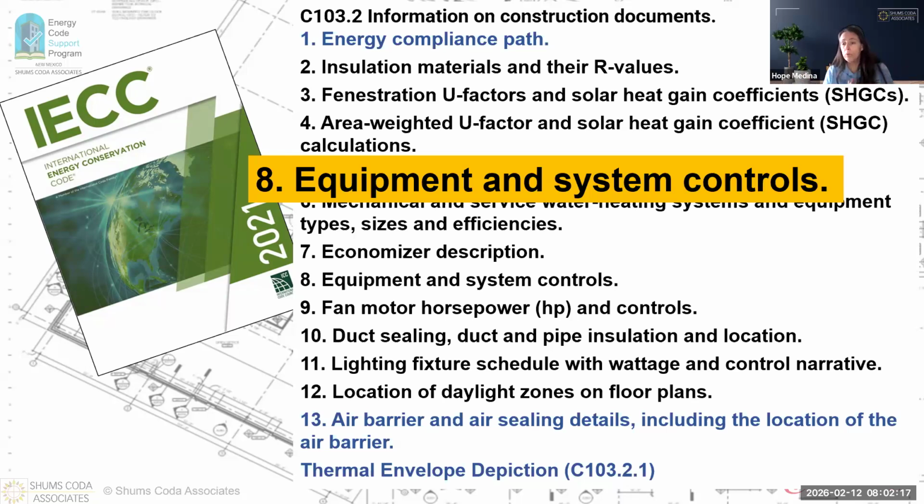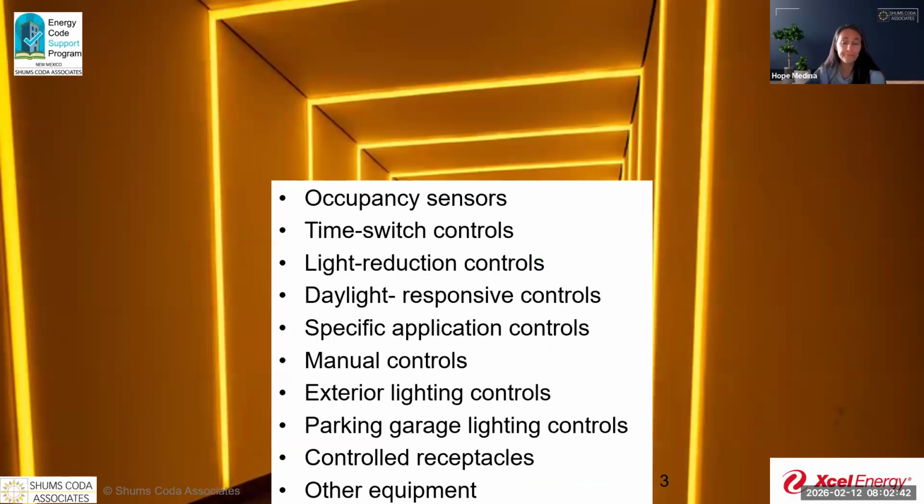Now, with the lighting and electrical manufacturing industry taking hold of the energy code, it's kind of gone on the downslide, and our controls are so much better to ensure that we are being really energy efficient. So number 8 in the list is our equipment and system controls. Let's talk about the controls that we have.